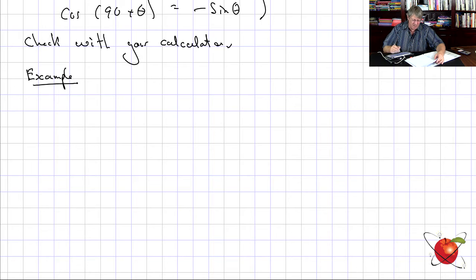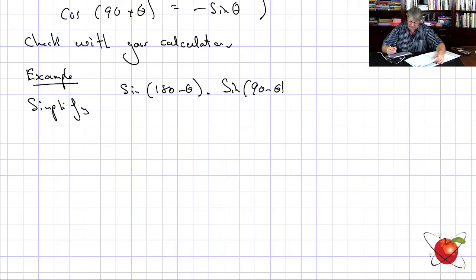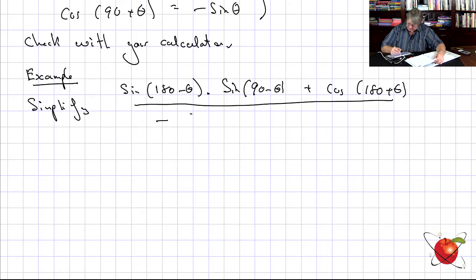The example over here, they say to us, simplify. And simplify is: sine of (180 minus theta) times sine of (90 minus theta), plus cos of (180 plus theta), all over minus sine of (360 minus theta) plus tan of 135 degrees. And you're going, oh my goodness me, right?